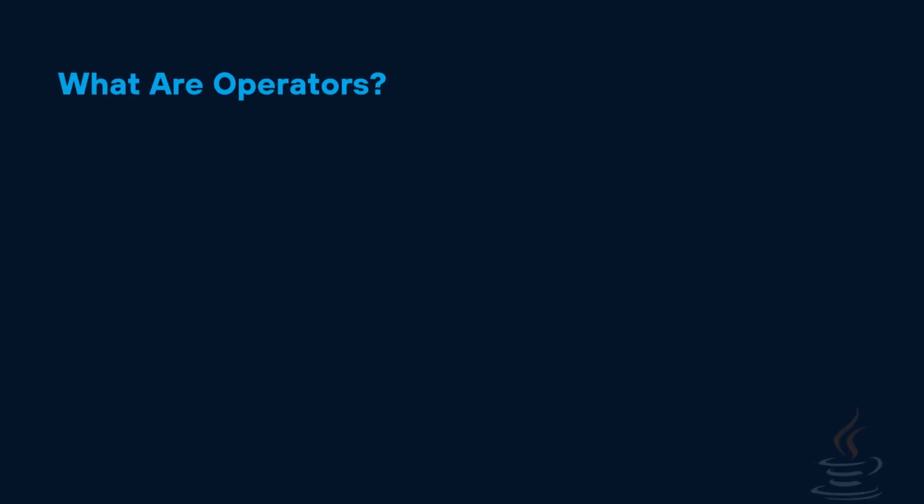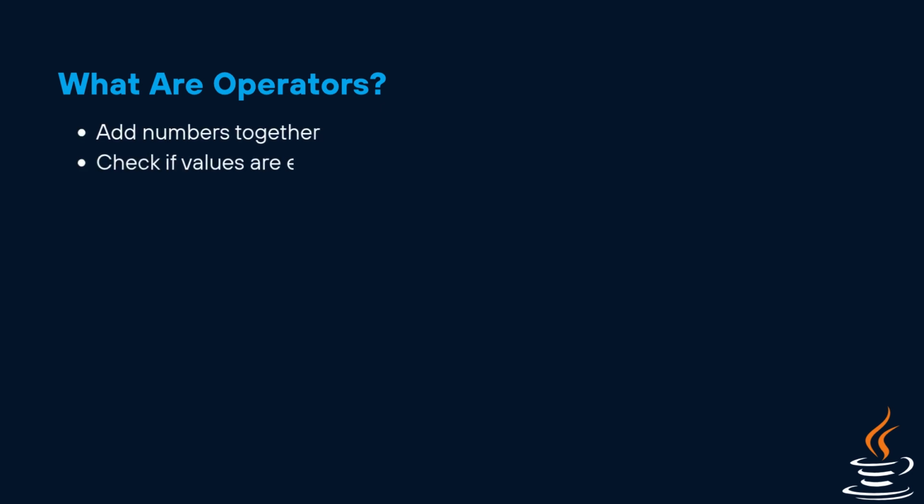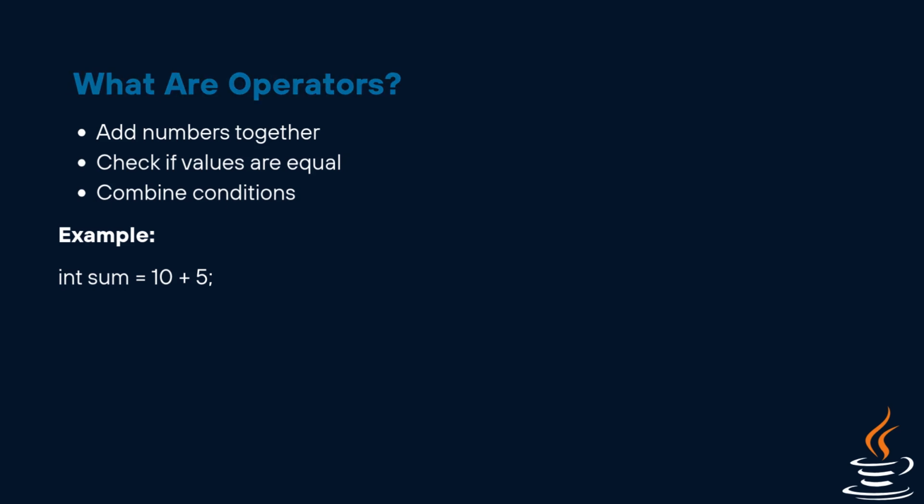What are operators? Think of operators like tools in a toolbox. They help us add numbers together, check if values are equal, combine conditions, and much more. For example, int sum = 10 + 5. Here, the addition sign is an operator that adds two numbers.